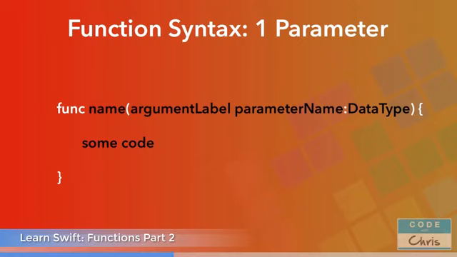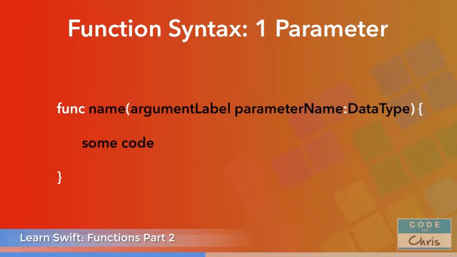Now let's talk about the parameter name colon data type part first. The colon data type part specifies what sort of parameter you're going to be passing into the function, and the parameter name is going to be the name of that parameter you use within the function. So if I wanted to take that input, add it to something, and reference that value that was passed in, I would use the parameter name inside the function.